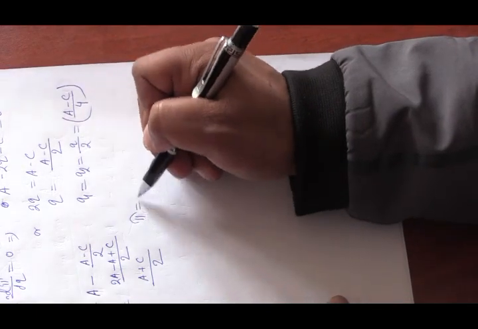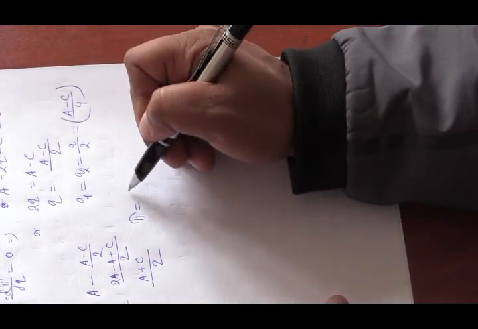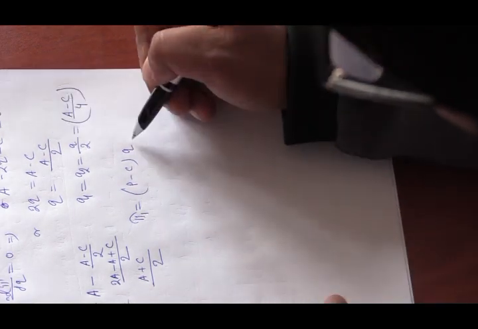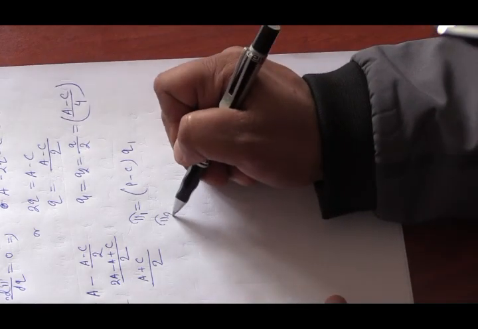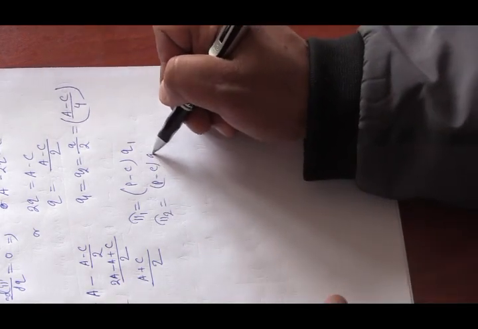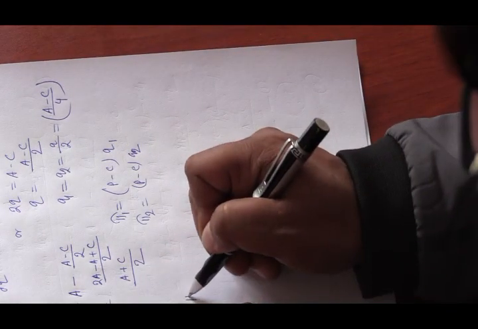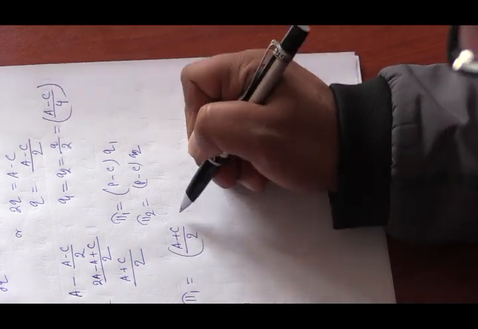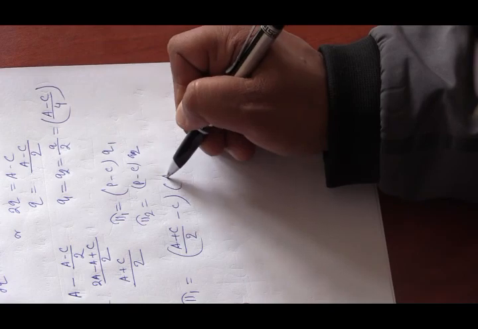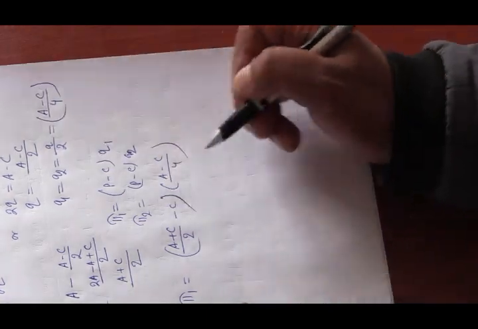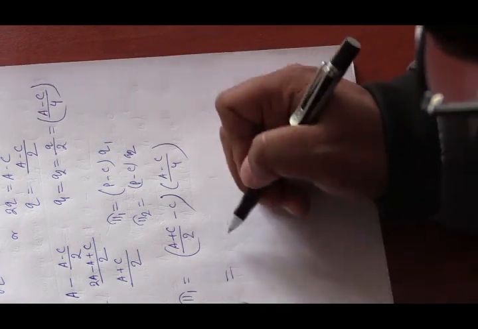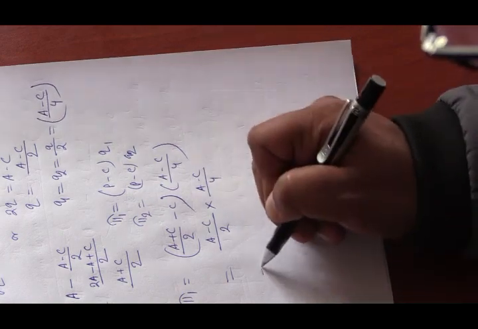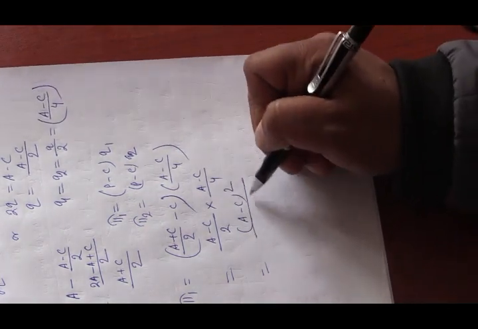And what will be the profit? Profit 1 will be (P minus C) into Q1, and profit 2 will be (P minus C) into Q2. So in both cases profit will be the same. So pi 1 will be equal to ((A plus C) by 2 minus C) multiplied by (A minus C) by 4. So what will this be? It will be (A minus C) by 2 multiplied by (A minus C) by 4. So (A minus C) whole square by 8.